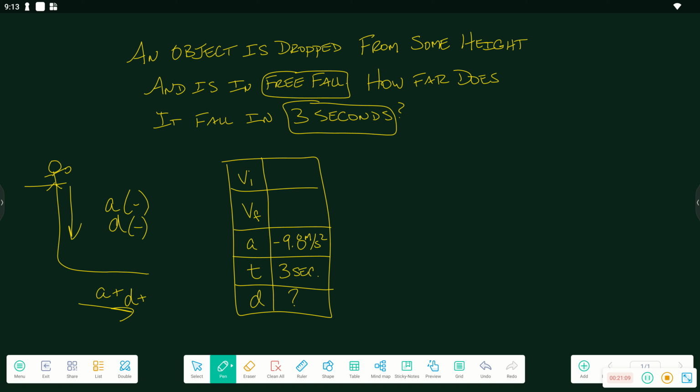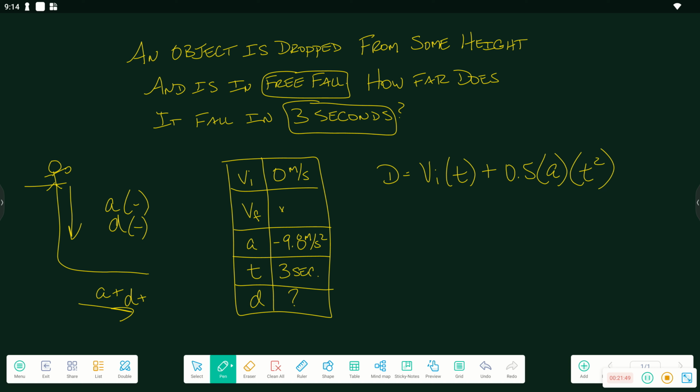Okay. Do we know a final velocity? No, we don't. Do we know an initial velocity? Yes, we do know an initial velocity. What is it? It starts in his hand. 0 meters per second. Okay. So now we're going to solve for distance. And we don't have the final velocity, so we're going to solve using this equation. D equals VI times T plus 0.5 acceleration times time squared.